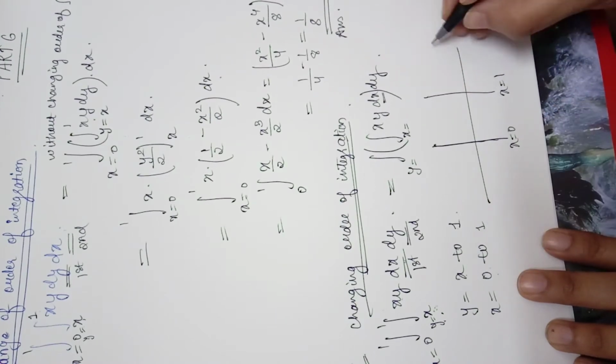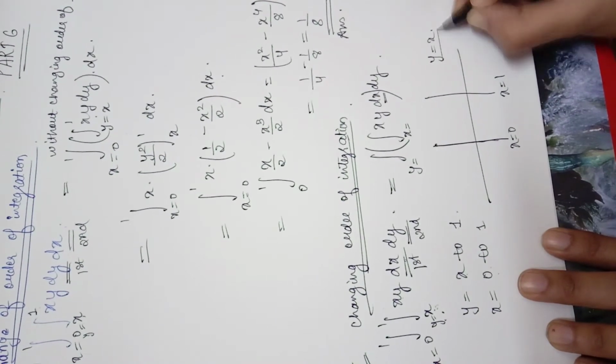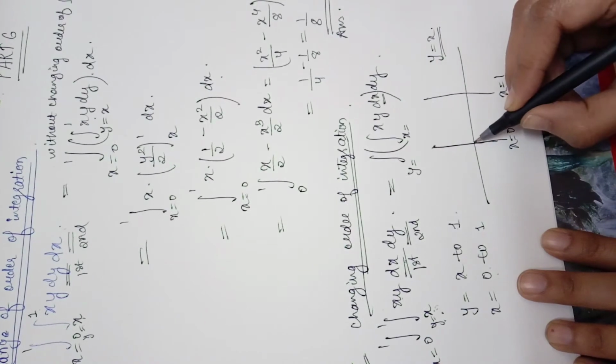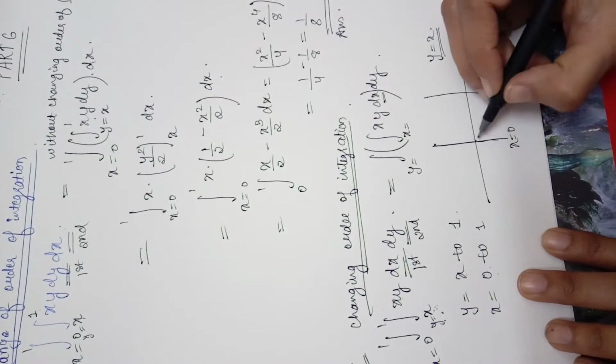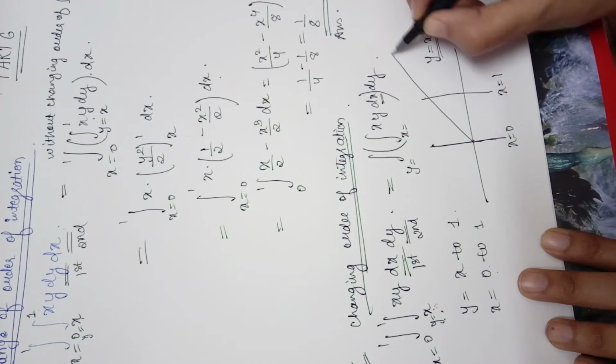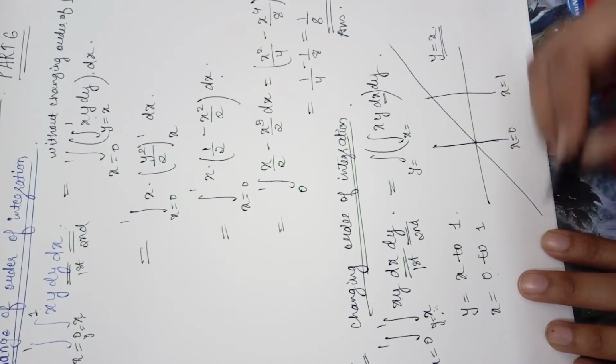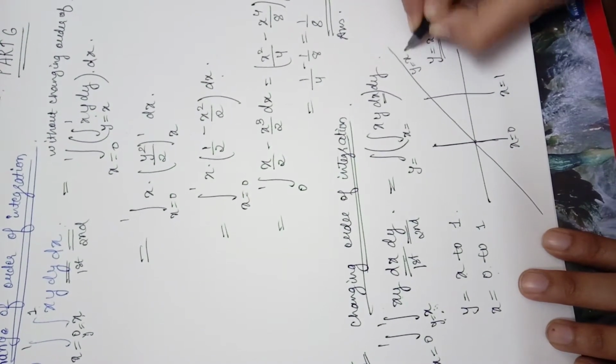So what would be the plot for y equals to x? Okay. Y equals to x means when I put x 0, it is 0. When I put 1 is 1. So it will go like this. It is a straight line. Okay. So this is y equal to x.